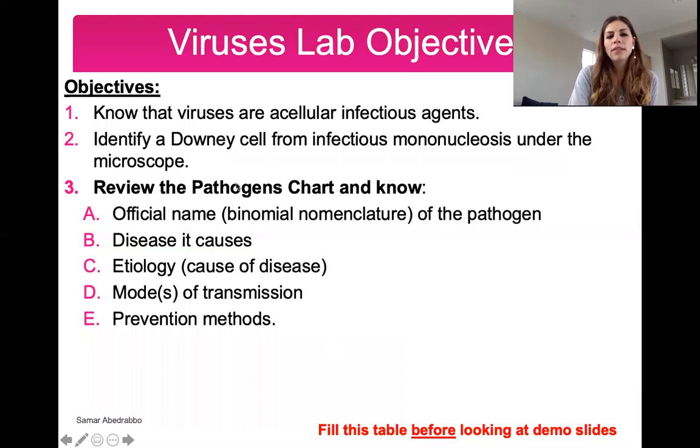And for mononucleosis, the name of the pathogen that causes it is Epstein-Barr virus, also known as human herpes virus 4. It causes the disease infectious mononucleosis. The cause of the disease is a virus. The mode of transmission is saliva, so it's oral. And prevention methods: avoid someone who has it. So this is it for the virus lab.